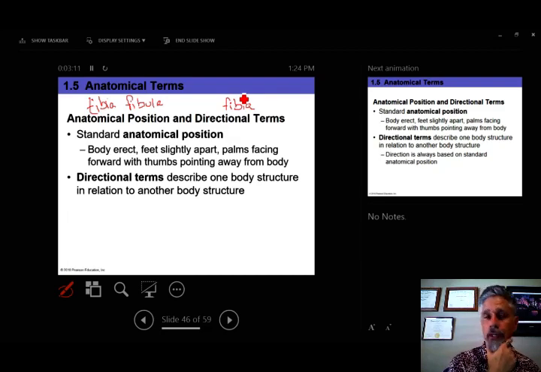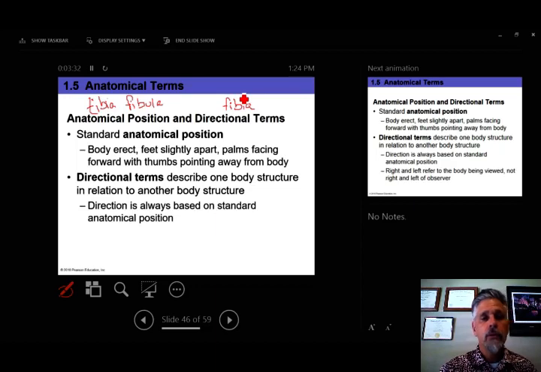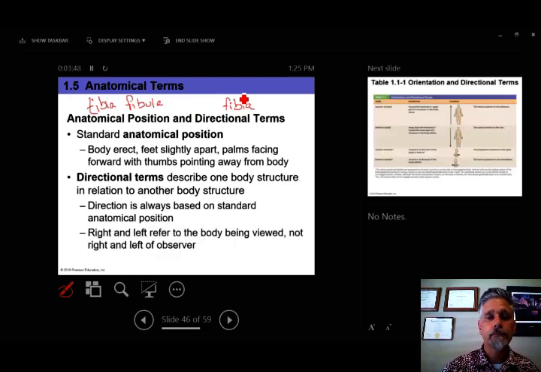With that in mind, we can use other terms, directional terms, as to where things are. Like if you're talking about a map and you say Gilbert is just east of Chandler by like 10 miles, we know those directional terms: north, east, south, west. By comparing two things, you can say where one is relative to the other. Directional terms work like that. It's always based on standard anatomical position, not lying down on their stomach or whatever, but standing up, with your arms out to the side, your palms facing forward, and your thumbs pointing out to the side.